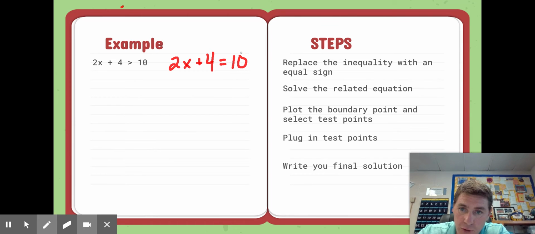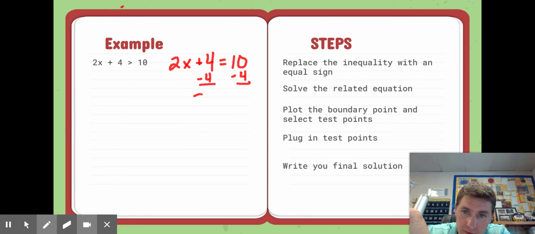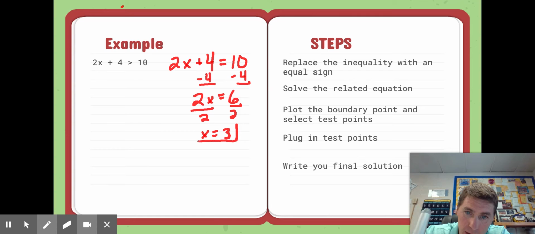We subtract 4 from both sides, which leaves us 2x equals 6. Divide by 2, and x is 3. Okay, now why do we do this?